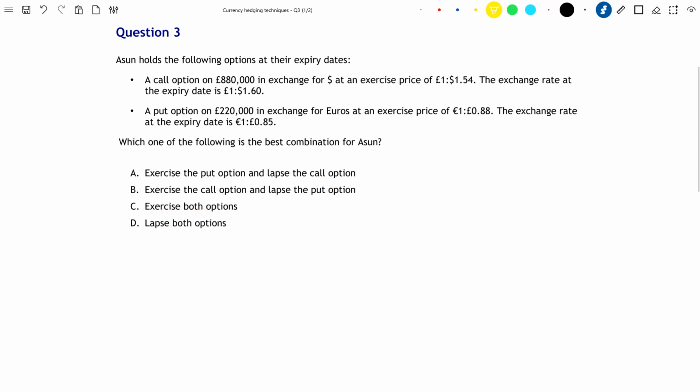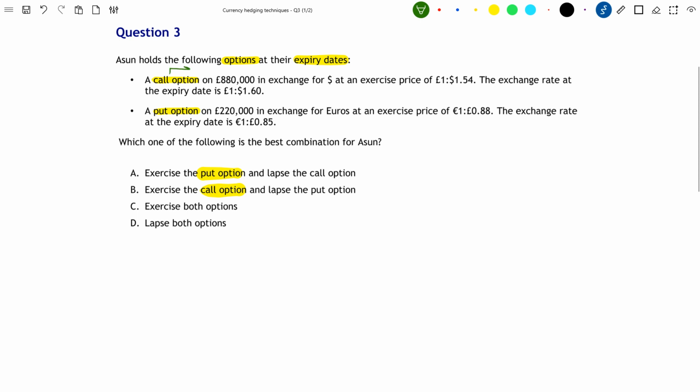So we're dealing here with call and put options, aren't we? So let's take a look at the question, because we can't figure anything out from this unless we look at the details. So a soon holds the following options at their expiry date. So we're at the date of expiration. So we need to decide whether to basically exercise these or whether to let them lapse based on the fact that we're now at the expiry date. So we have a call option and we have a put option, and obviously we need to know the difference between a call and a put option.